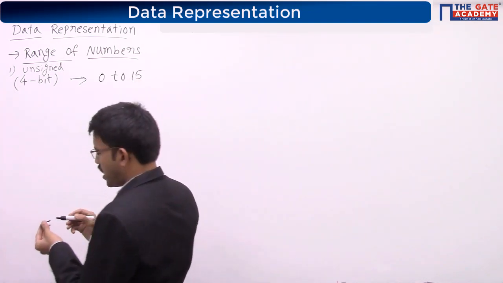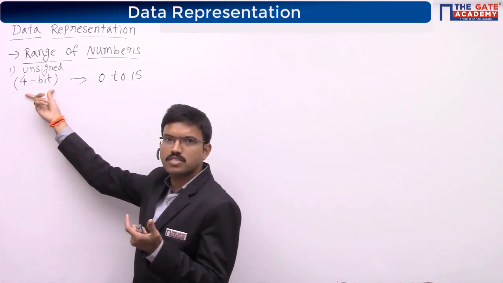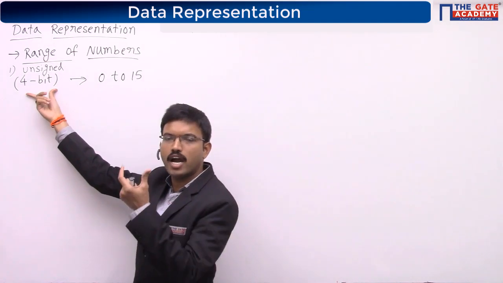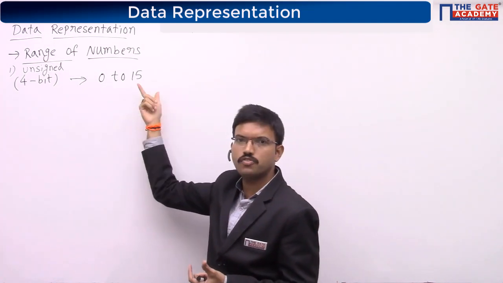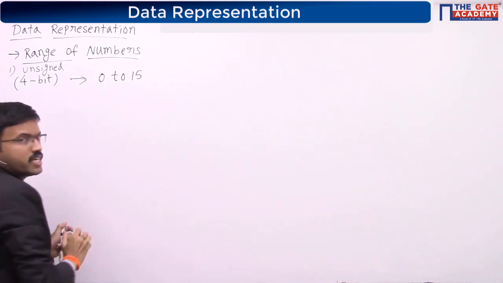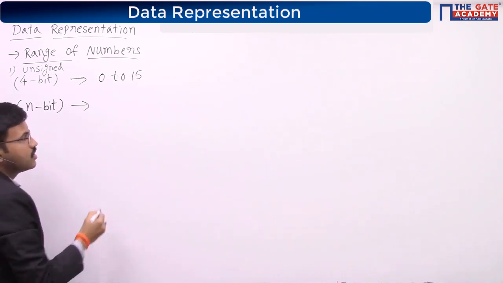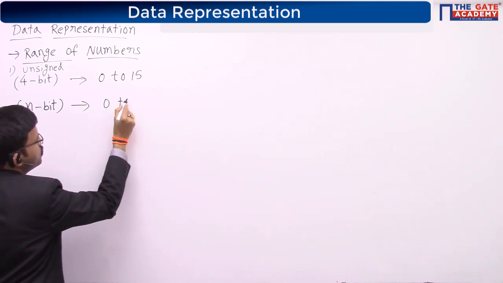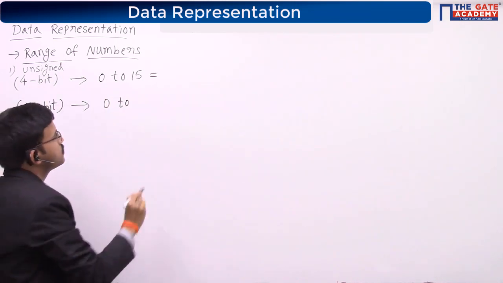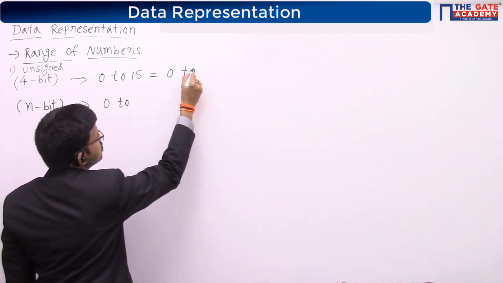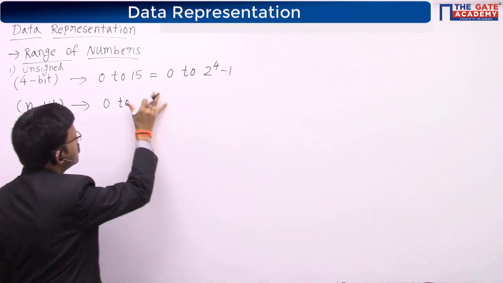0 to 15. For the unsigned case, all the bits give the magnitude. I have 4 bits. With the 4 bits, you can have a total of 16 combinations of zeros and ones. The equivalent decimal numbers are 0 to 15. This 15 is nothing but 2 power 4 minus 1. 2 power 4 is 16, minus 1 is 15.